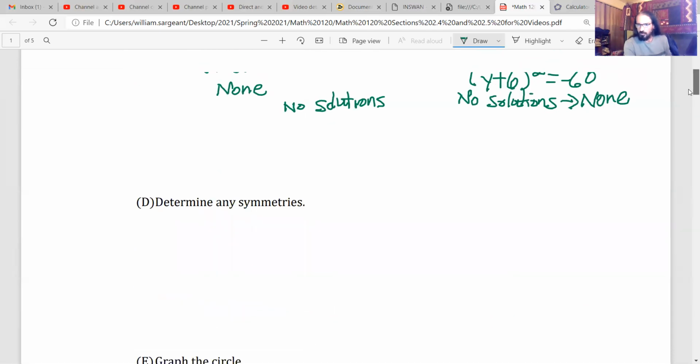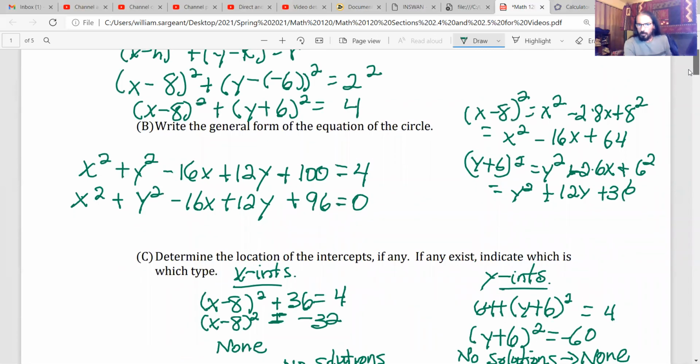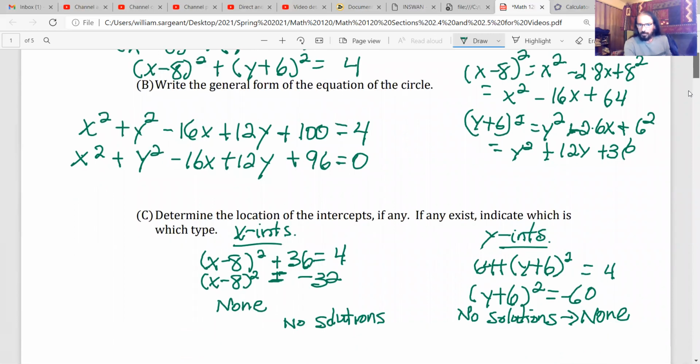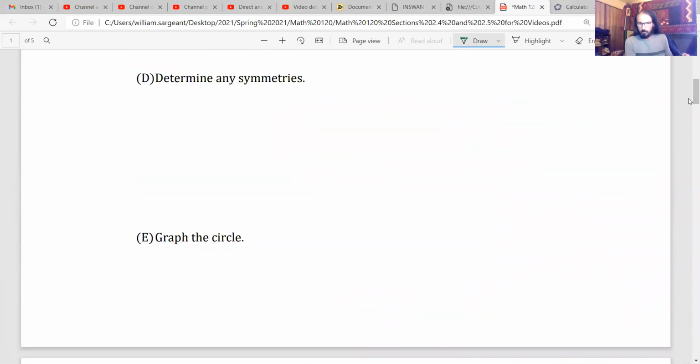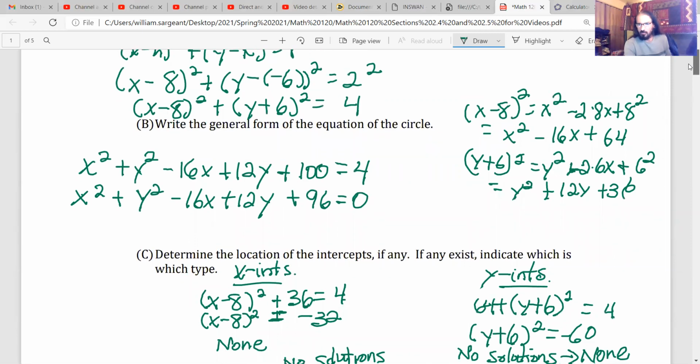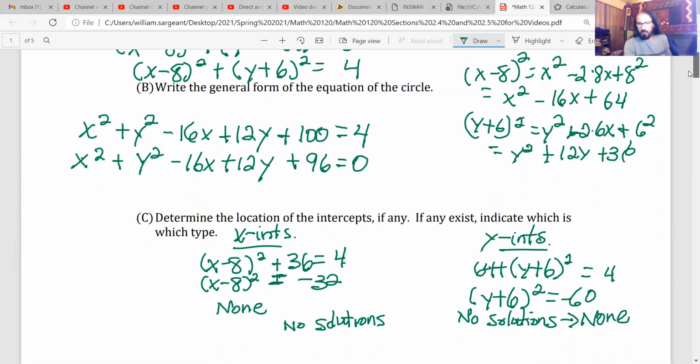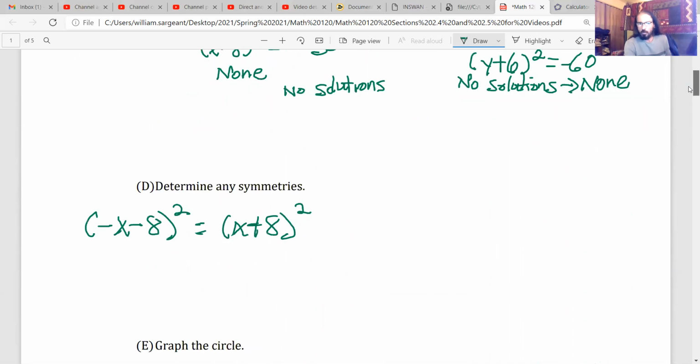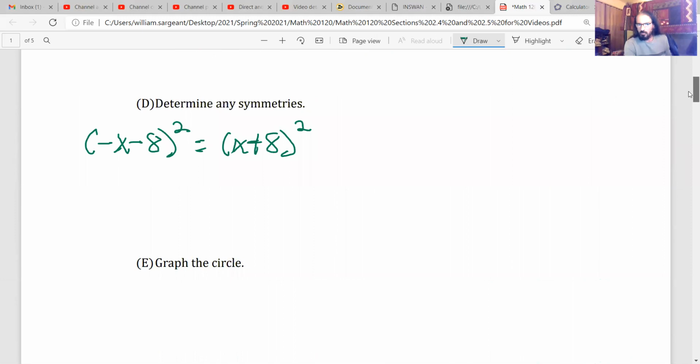Now, symmetries. If you put in -x or -y, that's not going to help, whether you do one at a time or both, since you could factor out a negative and then square it, that's going to give you the quantity x plus 8 squared. There's no way in general to get that to be the same as x minus 8 quantity squared. It might be true for maybe 2 values of x perhaps, maybe 4, but if there was going to be y-axis symmetry, then changing x to negative x, we would need this to be for all points on the circle.